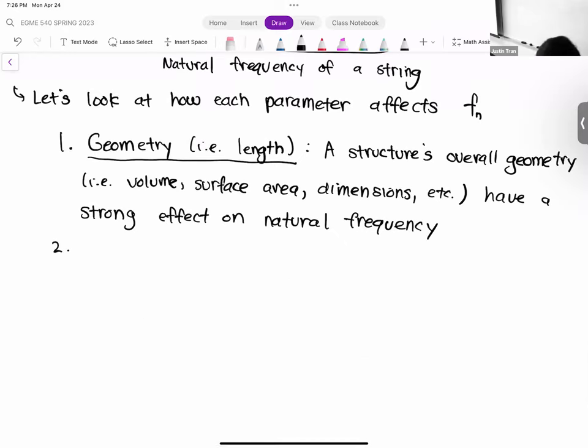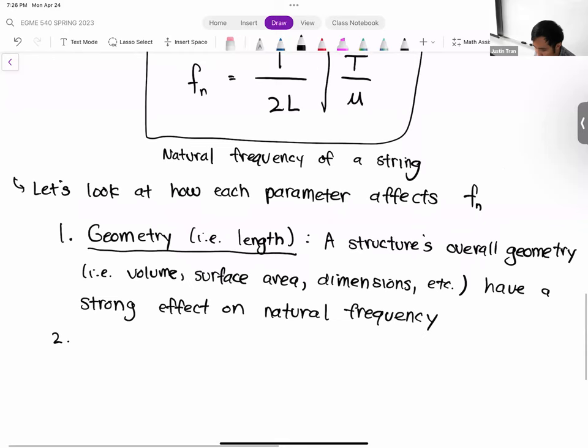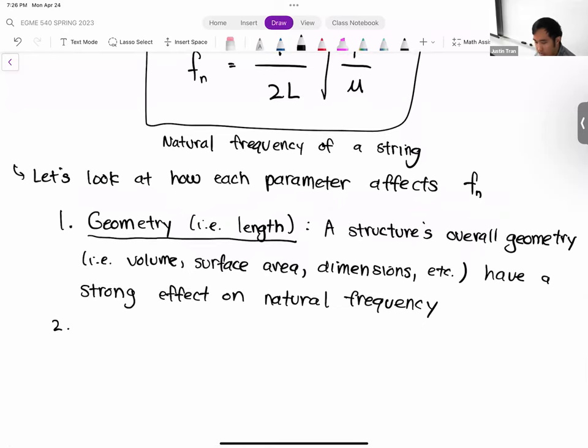Okay, number two. Number two, I'm going to bring up the density. Okay, and so the density is not the only property of a material that can affect the natural frequency. We can say that all the material properties, so things like the Young's modulus, things like the bulk modulus, the density, all of these also have an effect on the natural frequency.